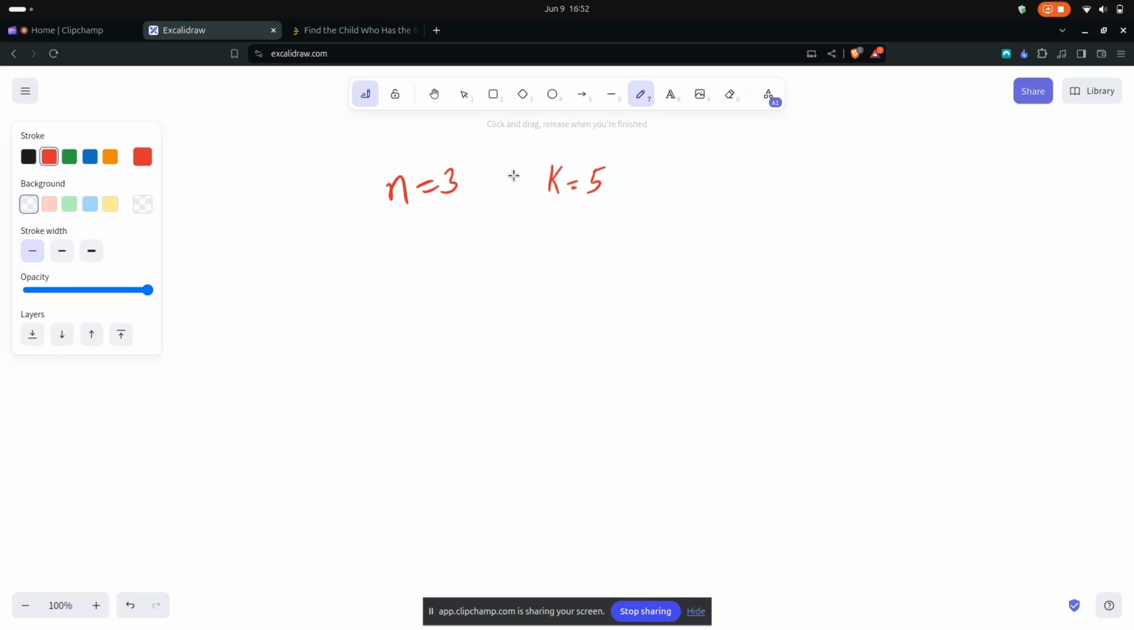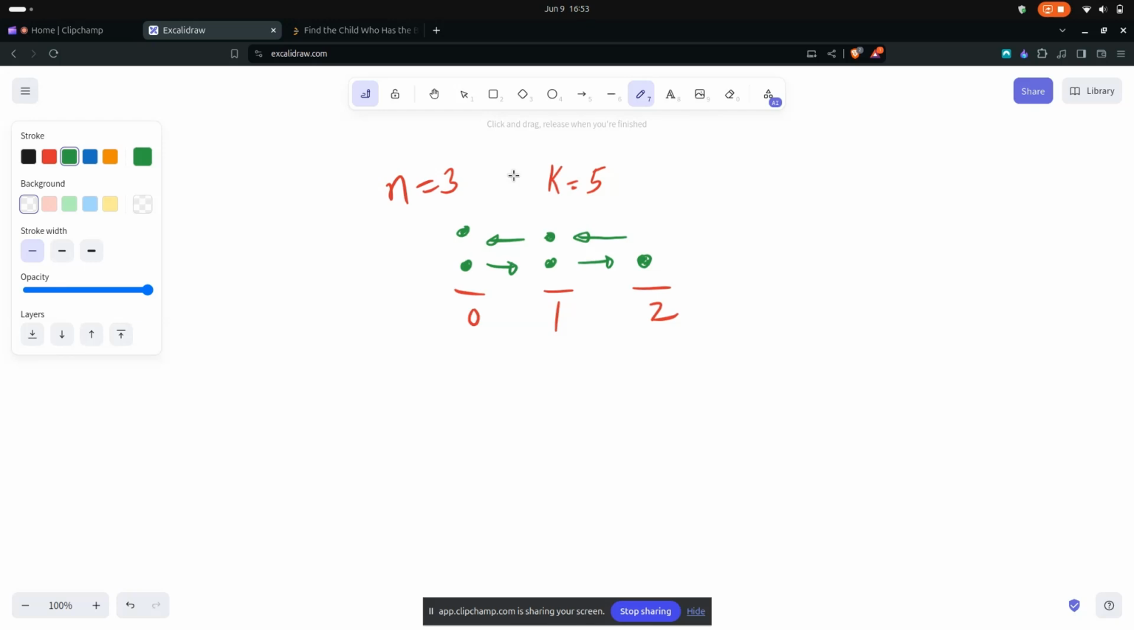n equals 3 means we have 3 children whose indices are 0, 1 and 2, and initially the ball is with the first child. Now in 1 second the ball gets passed to the next child. So from 0 it will get passed to 1, and from 1 it will get passed to 2. Now when the ball reaches the last child, the direction of passing is reversed. So that means 2 then passes the ball to 1 and 1 then passes the ball to 0.